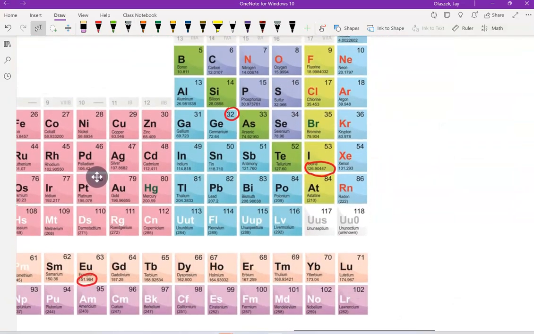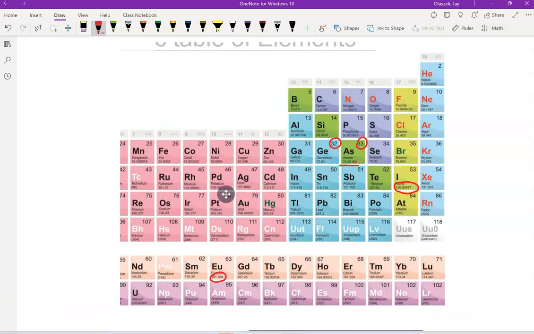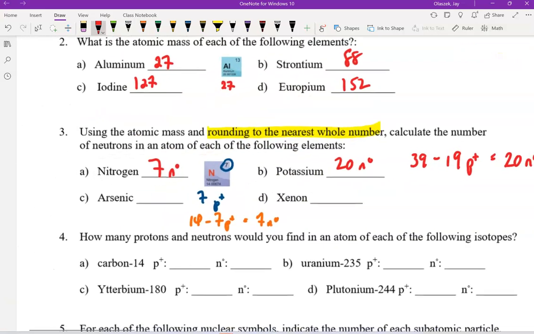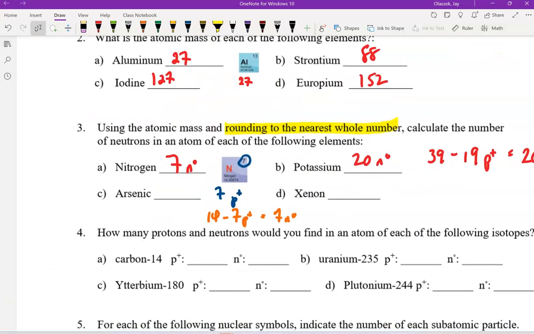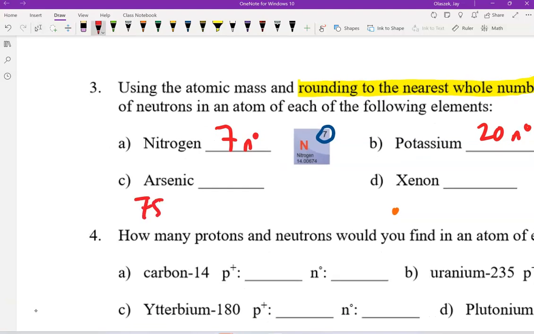Here's arsenic. Arsenic's way over on the other side of the periodic table. We see it right here. Arsenic's got an atomic number of 33. That means it's got 33 protons, and it's got an atomic mass of 75. So we're simply going to take the atomic mass and subtract the number of protons. If we have an atomic mass of 75 and we have 33 protons, we have 42 neutrons.